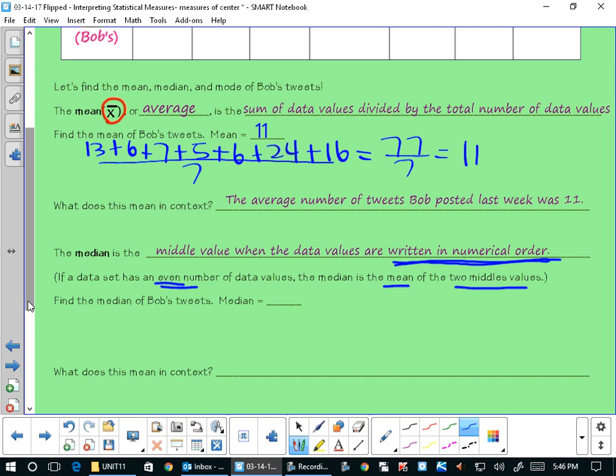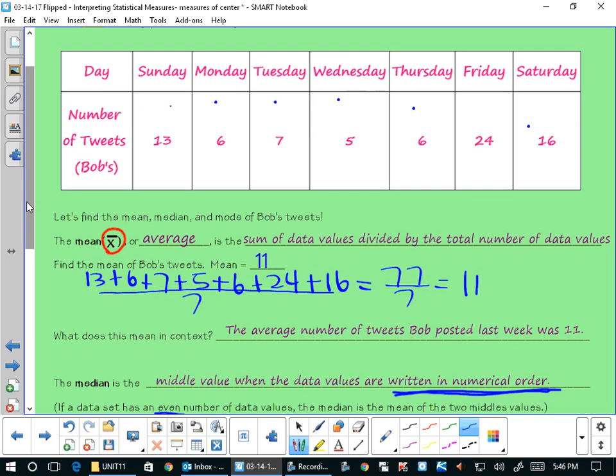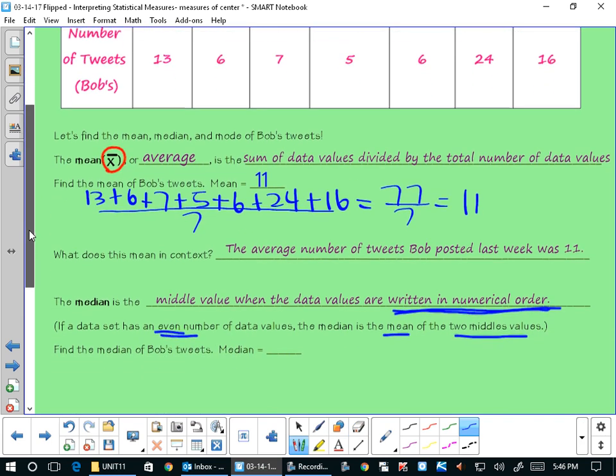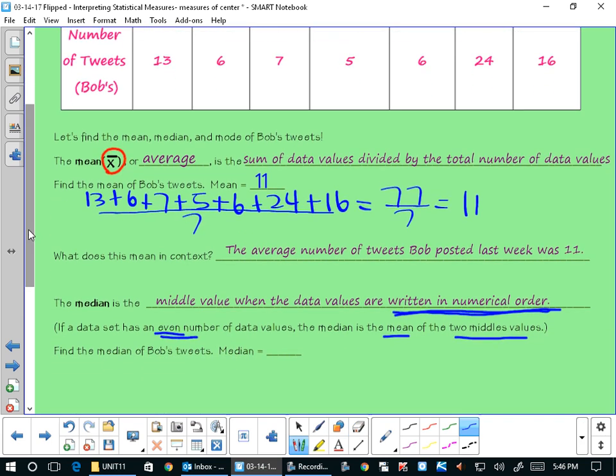So we have to find the median. Well, I can't just come up here and say, okay, so here, here, here, oh, 5's the middle. That is not the case because we have not put them in numerical order yet. So let's do that now. The smallest number is 5. And one thing, as we're writing these down, sometimes it's good to cross them off as you go so you don't lose track of where you are. So 6, 6, 13, 16, and 24.